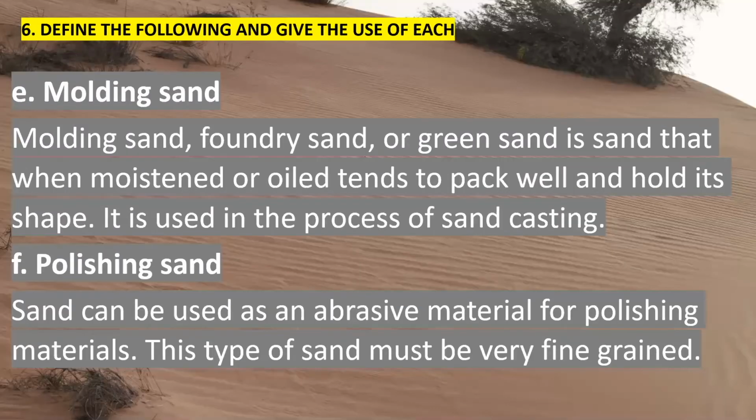And then the molding sand, foundry sand or green sand, is sand that when moistened or oiled tends to pack well and hold its shape, and it is used to process sand casting. And then the polishing sand can be used as abrasive material for polishing materials. And this type of sand is very fine grained.